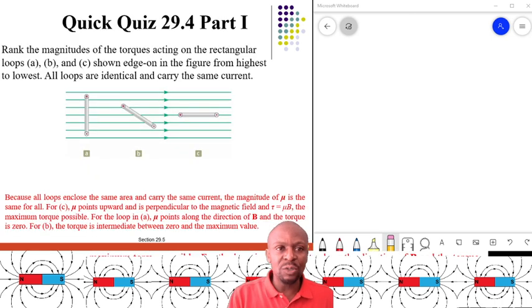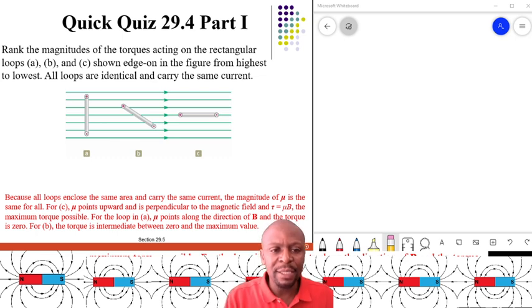Right, let us do the following quick quiz. The quick quiz says: rank the magnitude of the torque acting on the rectangular loops A, B, and C, shown edge-on in the figure, from highest to lowest. All loops are identical and carrying the same current.